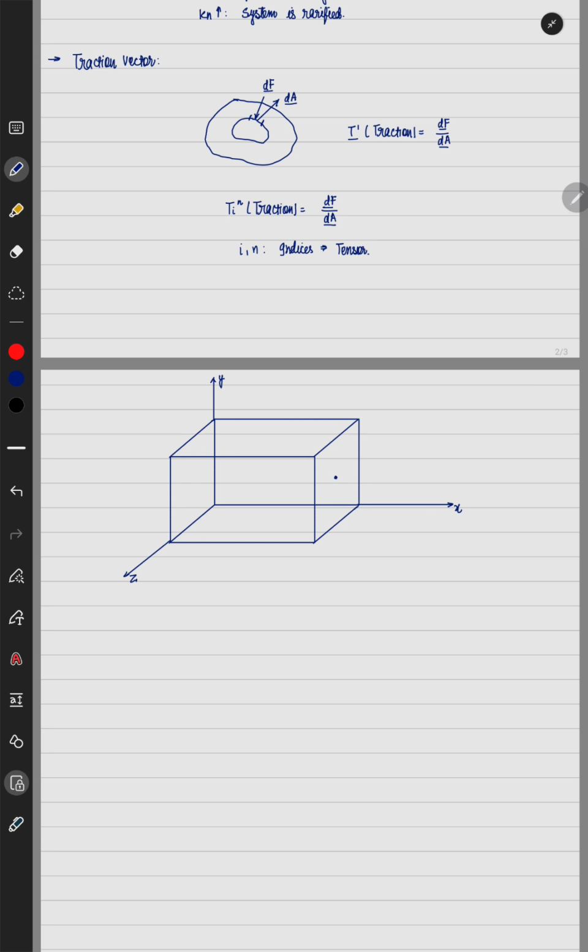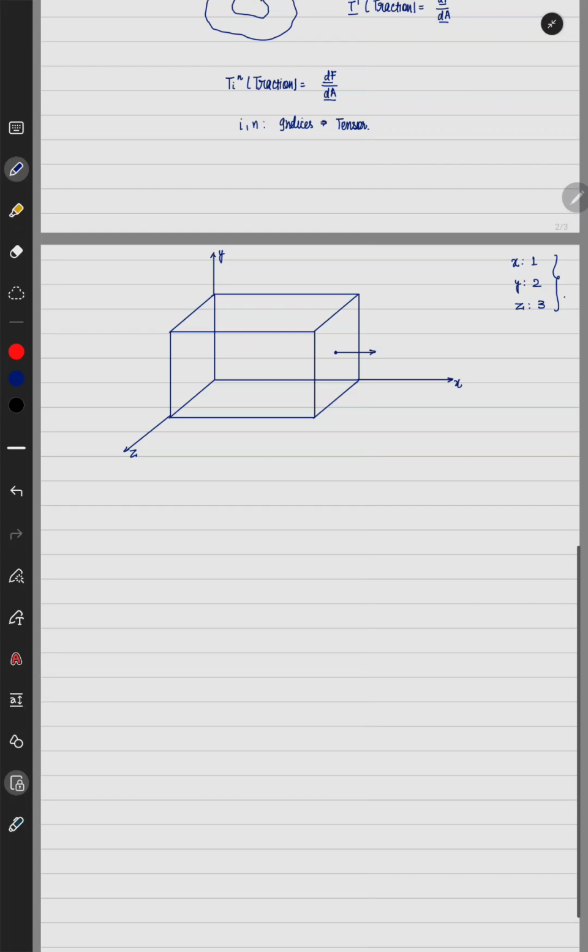This face is oriented along the positive x direction. And one more thing I would like to say, x is represented by index 1, y will be represented by index 2, and z will be represented by index 3. So wherever I write 1, it represents x, wherever I write 2 it will represent y, and 3 will represent z, subsequently in this course.